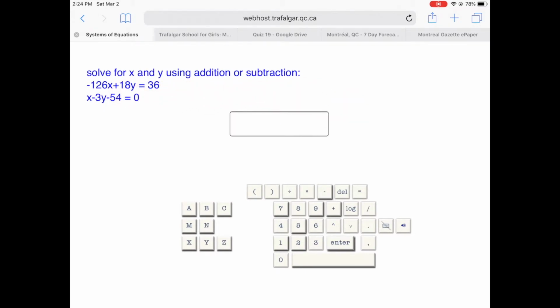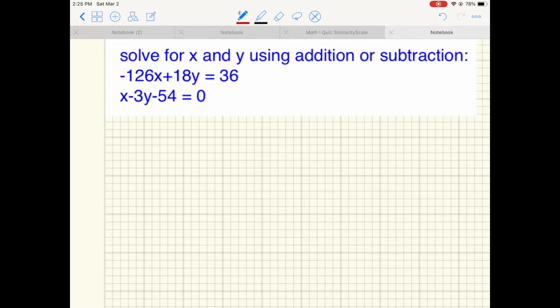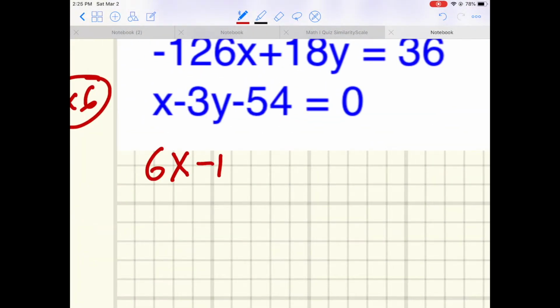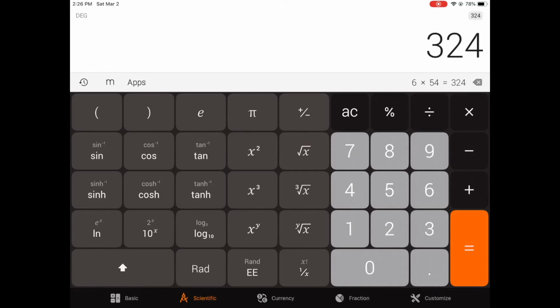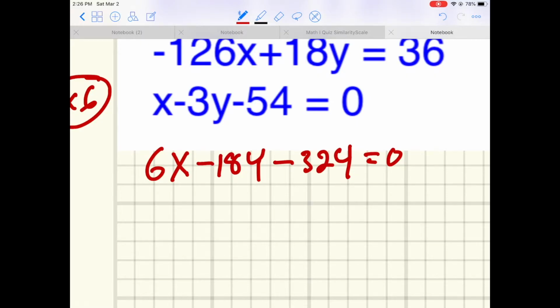Excellent. Let's do one more quick one. I have 126x. I don't want to multiply the second equation by 126. But I notice that 3 goes into 18 nicely. If I multiply the second equation by 6, we're going to end up getting 6x minus 18y minus 324 is equal to 0. 6 times 54 is 324. That's going to be my new second equation.